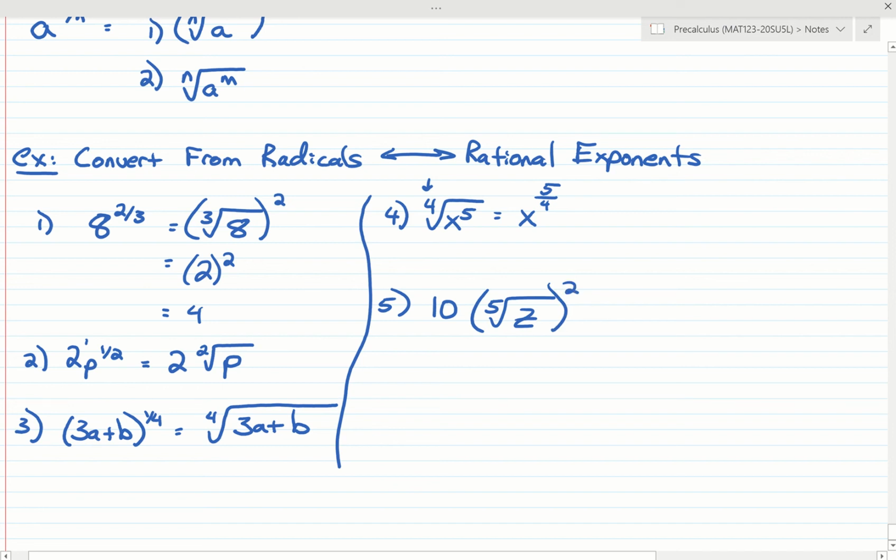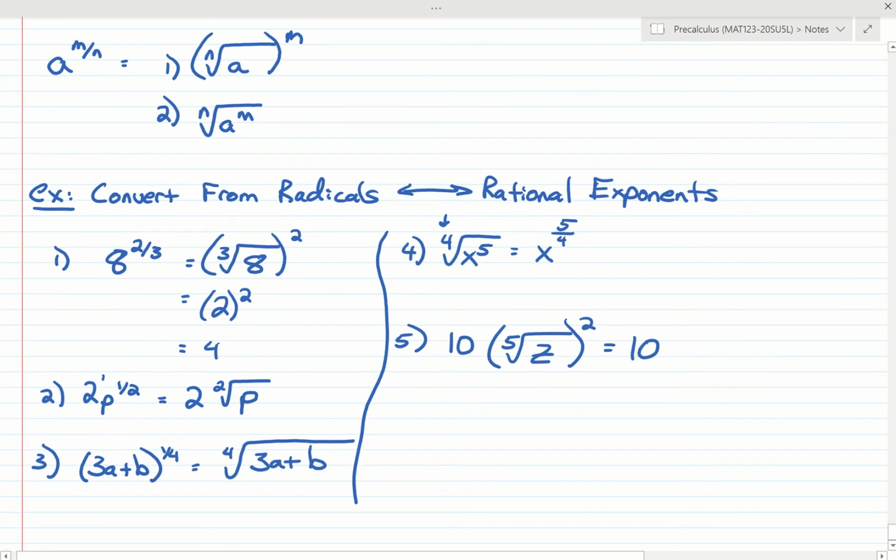Now the 10 is fine the way it is, so we'll just leave it alone. But when we have the 5th root of z to the second power, that comes into our properties over here. That's actually this property, right? And we could just write that z to, the index is always going to be in the denominator, and the 2 would be on top.